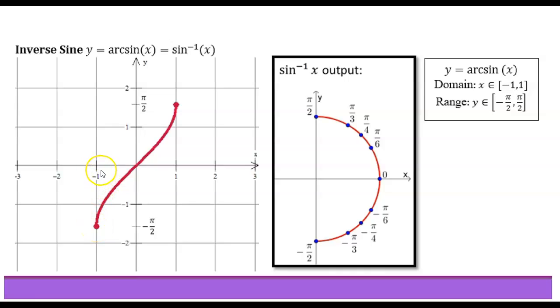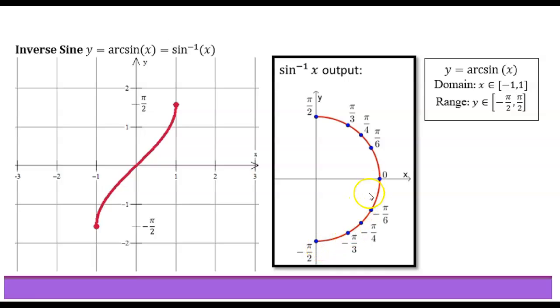And notice that the input values for sine inverse extend from negative 1 to 1. That is the domain, negative 1 to 1. But the range values are different. The range values extend from negative pi over 2 to pi over 2. So they're different than cosine inverse. So if we think about the outputs, the range for sine inverse, negative pi over 2 to pi over 2, those values come from quadrants 4 and 1.